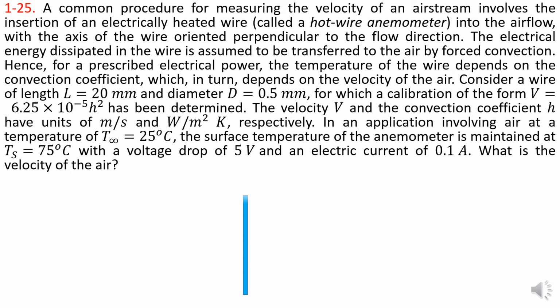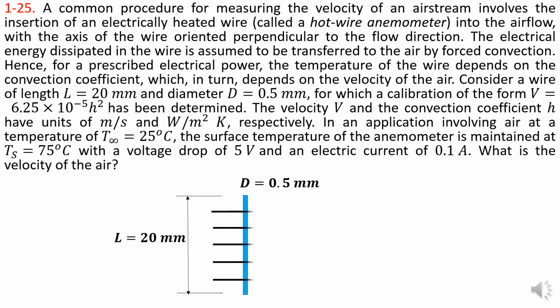In this problem, we have an anemometer which is used to measure the velocity of the air stream. I think you have learned about the anemometer in the course of fluid mechanics, and it is used to measure the velocity of an air stream. The length of the anemometer is 20 millimeter and the diameter of the anemometer wire is 0.5 millimeter, and air is flowing over the anemometer as shown by the arrow on your screen.